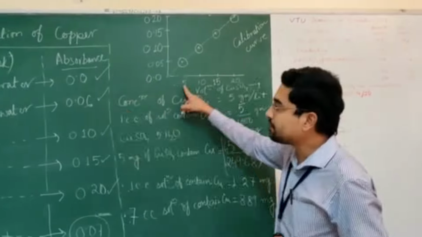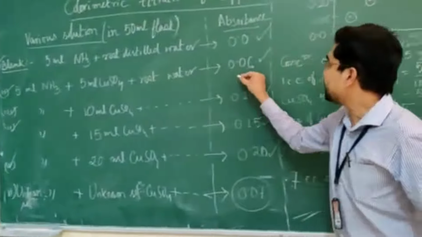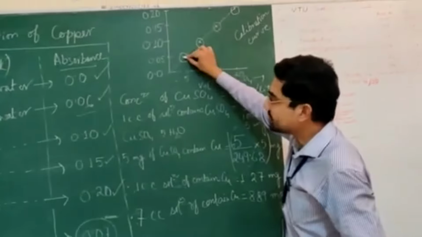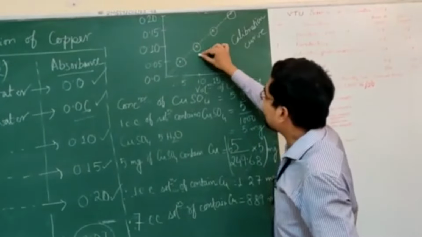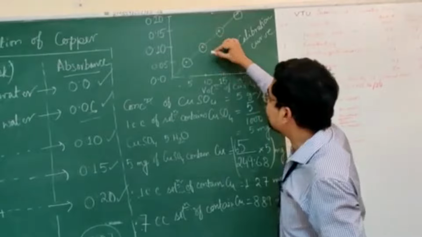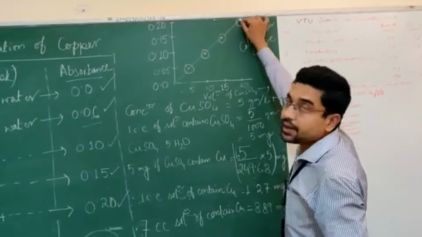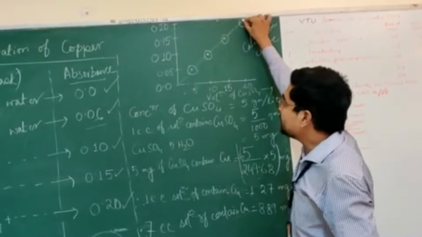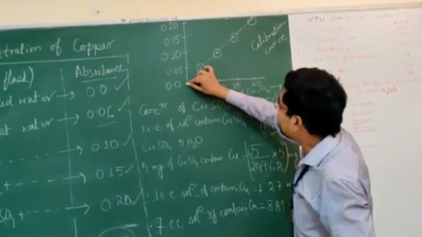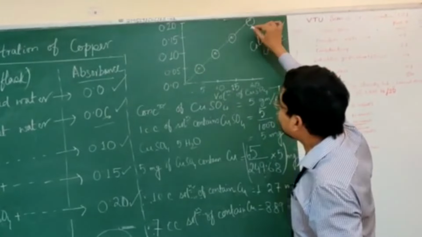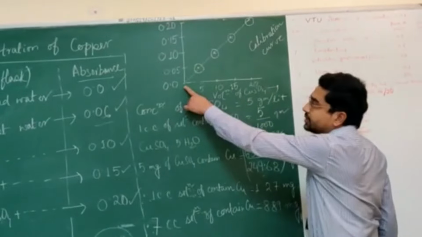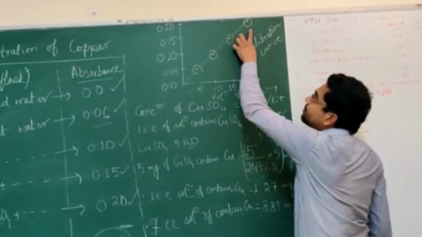For 5 ml of copper sulfate solution, the measured absorbance is 0.06. For 10 ml copper sulfate, it is 0.10. For 15 ml, 0.15. For 20 ml, it is 0.20. So with that, we have drawn a line which is passing through the origin and through the maximum number of points.